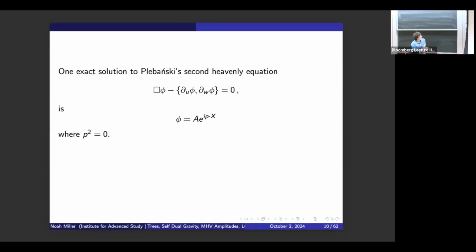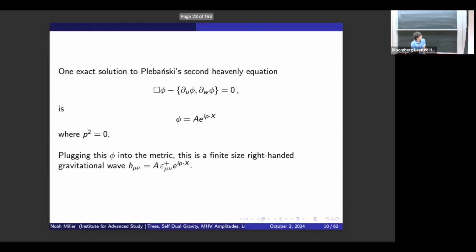Okay. So an exact solution to Plebanski's heavenly equation is where we just have phi equals some amplitude times a plane wave. And if you plug this phi into the metric above, you'll see that the metric is just exactly that of a right-handed gravitational field. So when phi is a plane wave, that's what a positive helicity graviton is.